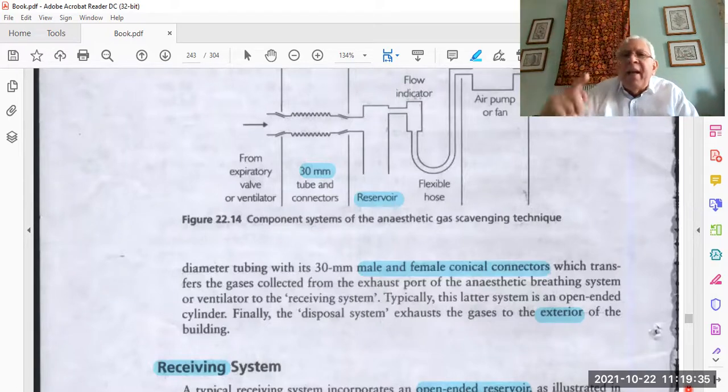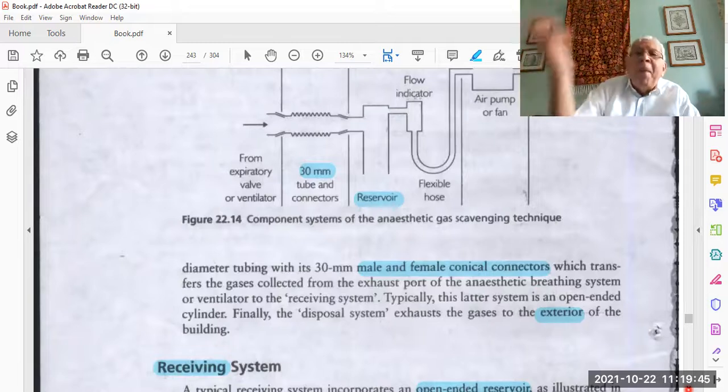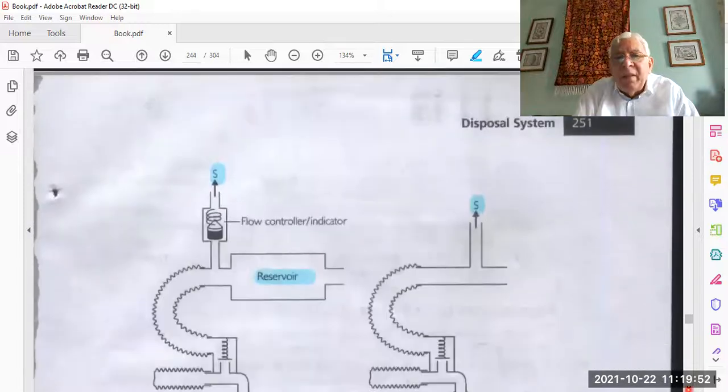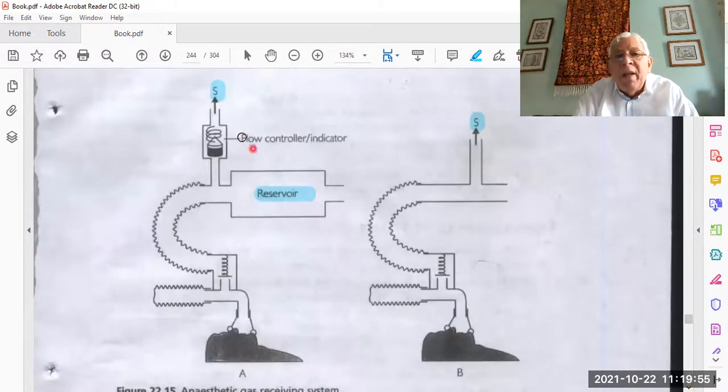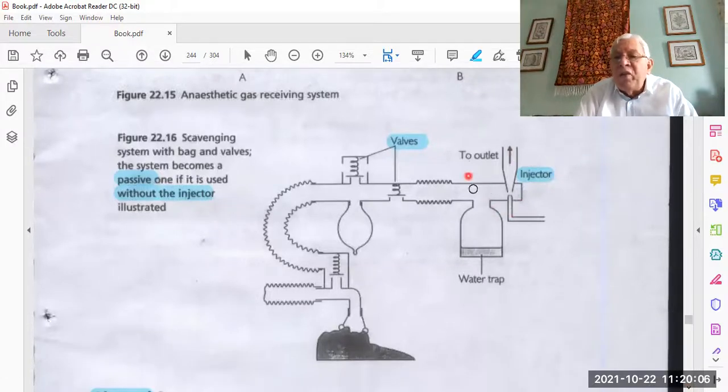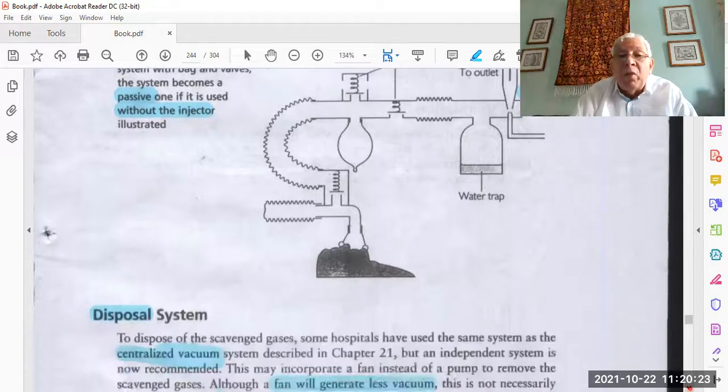The second thing is the winds around the nearby building where the exhaust will be released, which will create a back pressure on the patient, so it may affect. You see, all these are the systems, how that goes to a flow control, and then we have a reservoir, and there is a suction. All these are systems, whether passive or active, and this is another way where we use an injector to make it active. If you don't have an injector, it will be passive. And these are valves to control the pressure so it does not increase too much on the patient, because it will exhaust the patient.